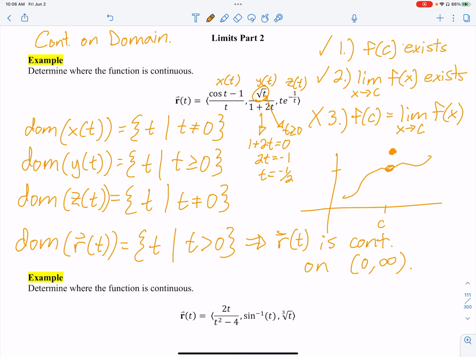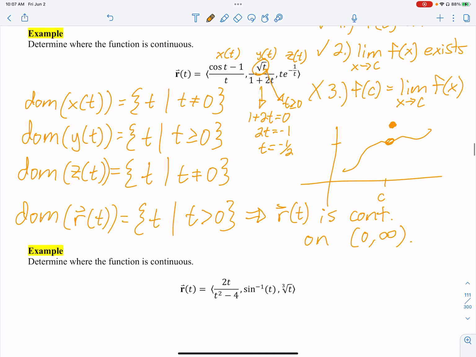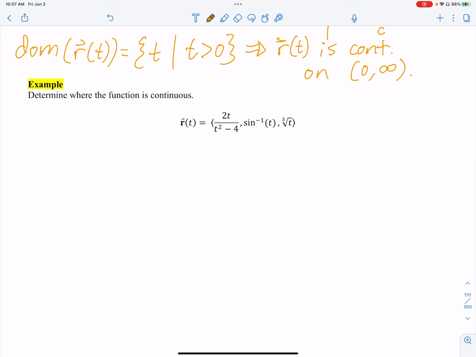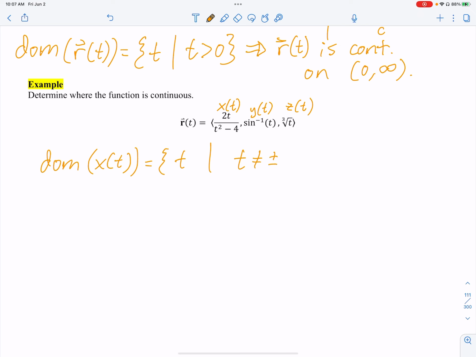All right, let's do one more, just for more practice for finding domain. So continuity, again, is continuous on its domain, so all I've got to do is find the domain. I'm going to label each one of these x of t, y of t, z of t. All right, so this one's going to be a bit tricky. Domain is fine on the first one. If you notice, t can't be 2 and t can't be negative 2. So we're going to say all t's such that t can't be plus or minus 2. Can be anything else, though.